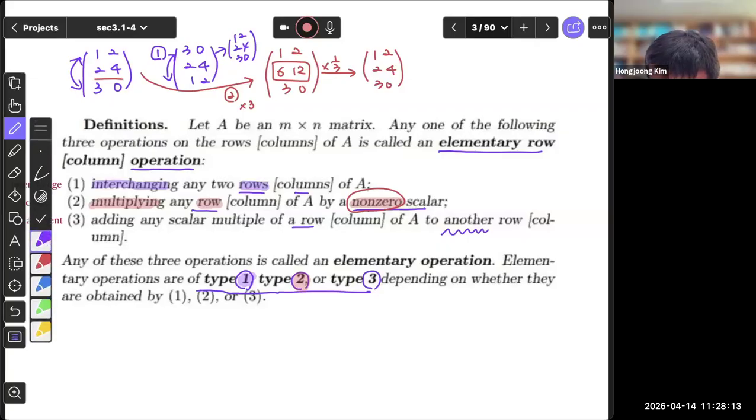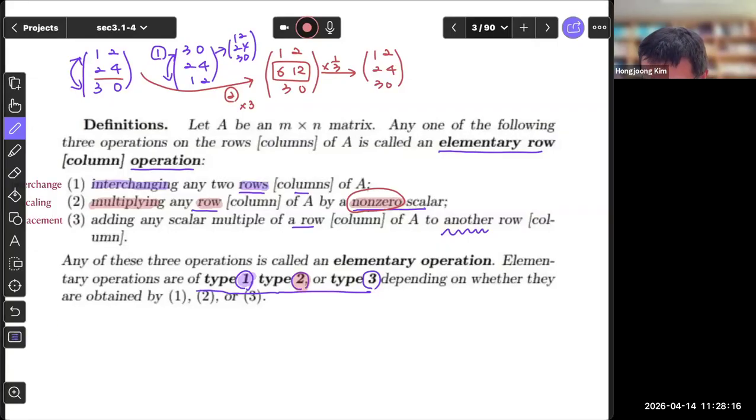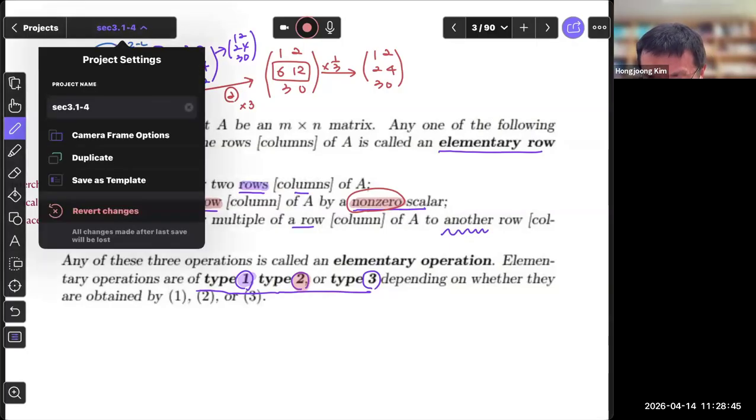And in the case of the third operation, I multiply any number, even 0, to a certain row and then add it to another row. For example, if I multiply, say, -2 to the first row, what do I get? If I multiply -2 to the first row, you get -2 and -4.